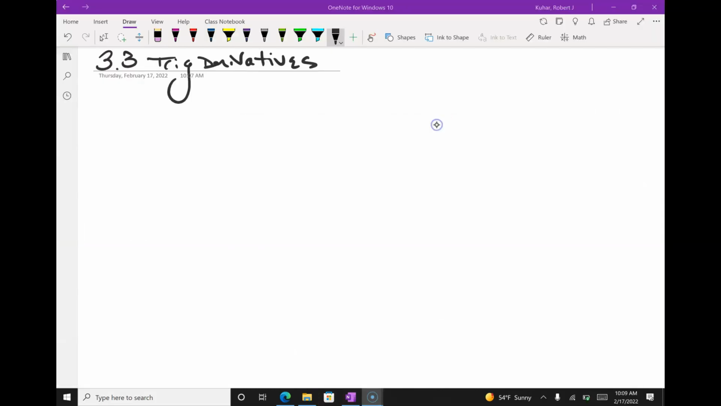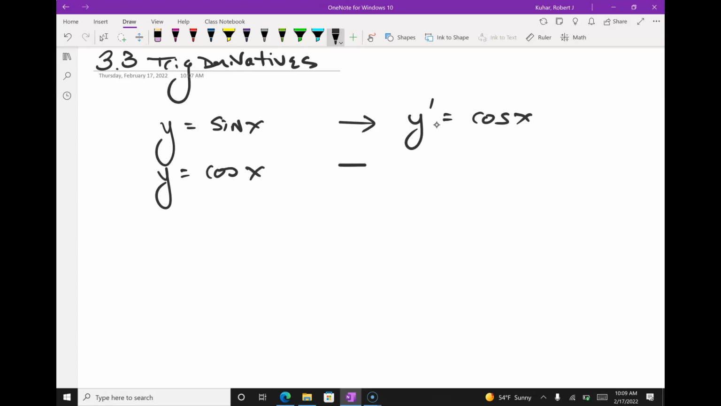About trig derivatives. The way that I found the derivative of tangent with secant squared is the way you're going to prove all of the others. But I'm just going to write them down now. So if y equals sine of x, we said y prime is cos of x. If y equals cos of x, y prime is negative sine of x.